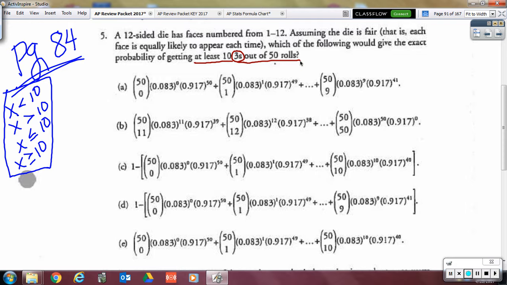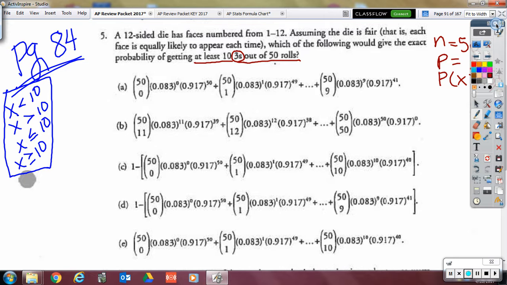Okay, so what is our n in this case? Nope, 50 is the sample size. 50 is our n. What's the probability of getting a 3? 1/12, which is 0.083. And we want to find the probability of getting at least 10. Remember with these, our calculator is kind of persnickety and won't necessarily do everything for us, so we have to keep in mind the sequence of what we want and don't want.